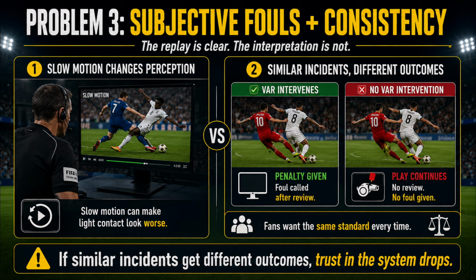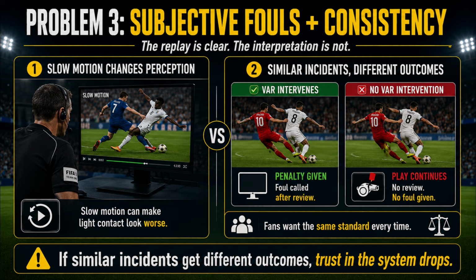VAR stands for Video Assistant Referee, but VAR is not a robot referee. It is not artificial intelligence making the final decision, and it is not supposed to re-referee every small foul in the match. VAR is a team of match officials watching the game from a video operation room. They have access to different camera angles, slow-motion replays, and special technology. Their job is to help the main referee correct a clear and obvious error or a serious missed incident. According to IFAB's VAR protocol, VAR can mainly help with match-changing situations, such as goals, penalties, red cards, and mistaken identity. The final decision still belongs to the on-field referee.